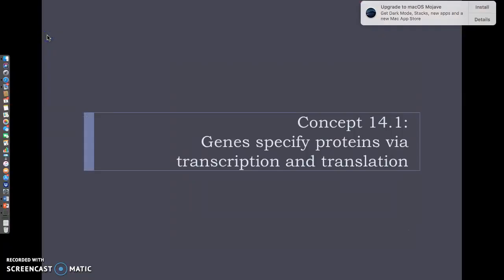Chapter 14 is all about gene expression, how a gene is made into a protein. The first concept in the chapter is how the gene itself, and what is a gene, how it specifies proteins via the process of transcription and the process of translation.